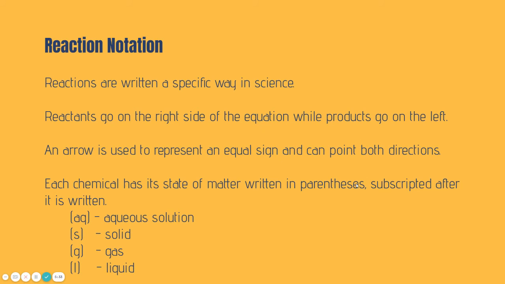So how do we write down these reactions? Well, reactions are written in a very specific way, and that's because we like to keep track of these sorts of things when we're scientists. So reactants are going to go on the right side of the equation, while products go on the left. An arrow is used to represent an equal sign and can point either direction or both at the same time. And each chemical has its state of matter written in parentheses, subscripted after it. So for instance, you could have an aqueous solution, which means it's dissolved in water, a solid, a gas, or a liquid. Those are the four main ones.